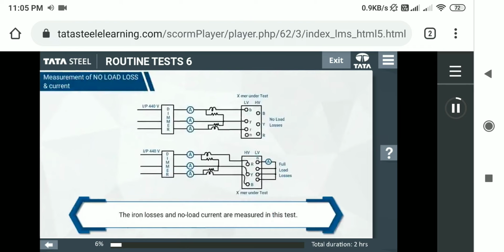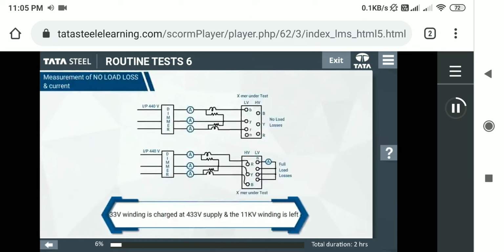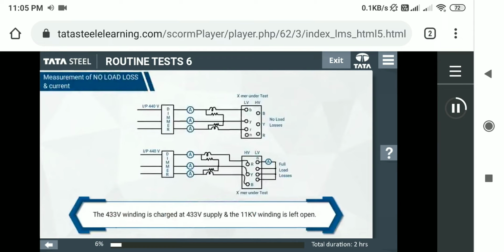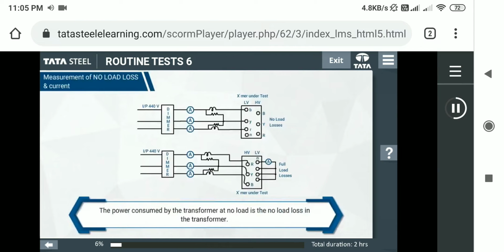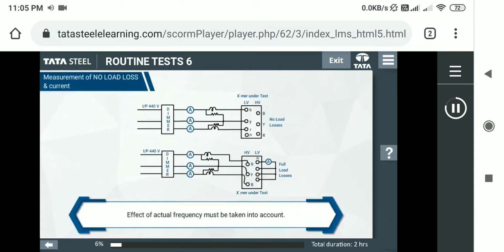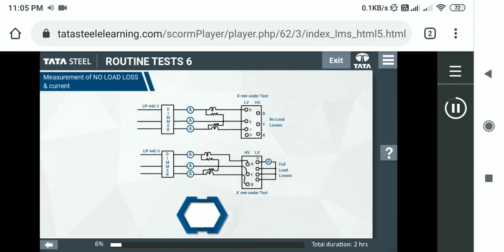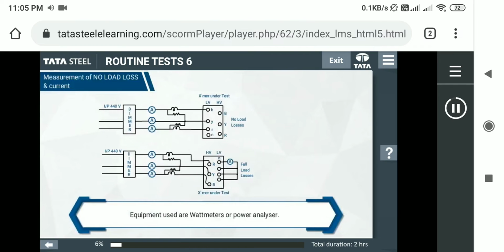The iron losses and no load current are measured in this test. The 433V winding is charged at 433V supply and the 11 kV winding is left open. The power consumed by the transformer at no load is the no load loss in the transformer. Effect of actual frequency must be taken into account. Equipment used are watt meters or power analyzer.